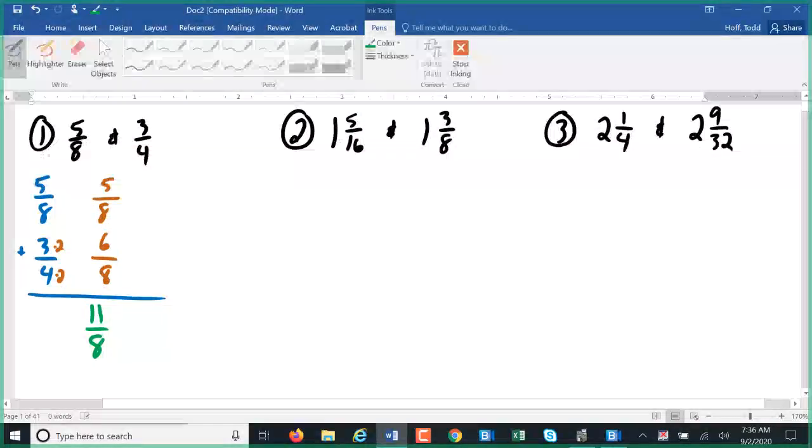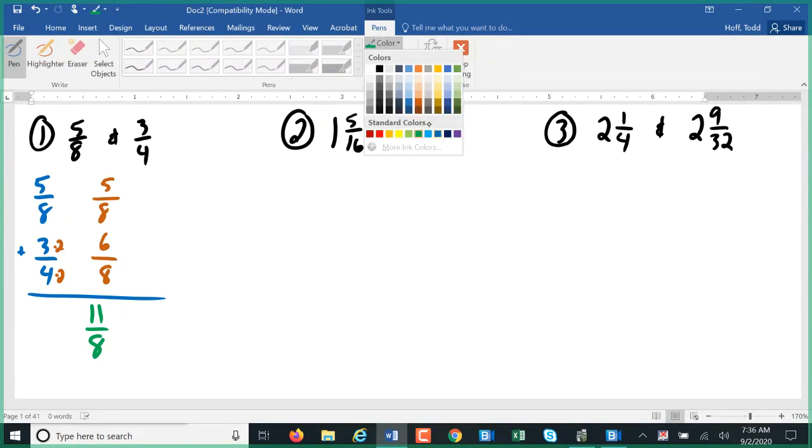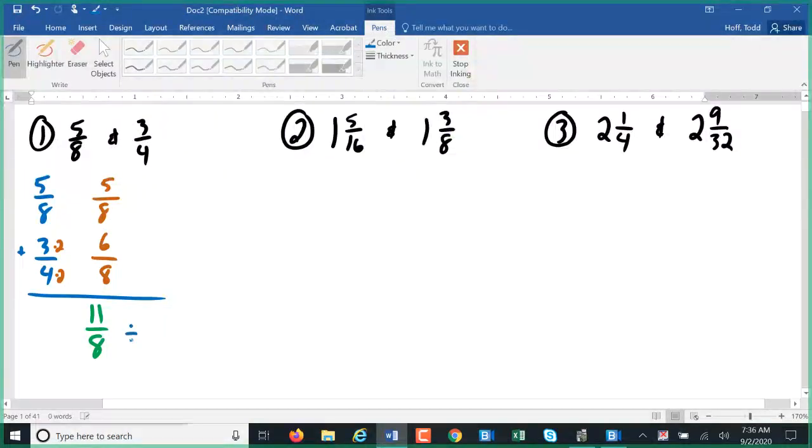Now, as we mentioned yesterday, this is an improper fraction. And if this were our final answer, we would be reducing it to a mixed number. But since we're going to continue calculating with it, it's often easier if we leave it as an improper fraction, because our next step is going to be to divide by 2.